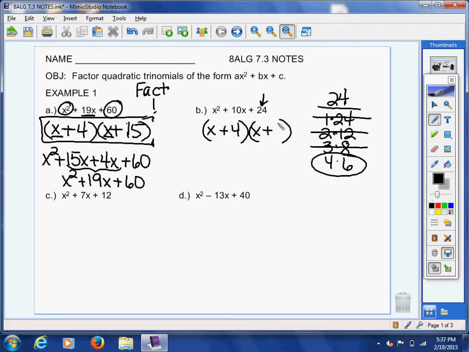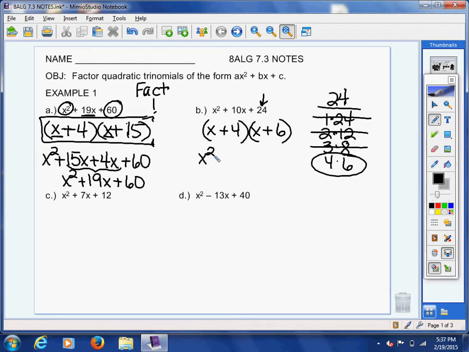And those are the two numbers. Either order, you could put the 6 first and then the 4, or the 4 first and then the 6. It doesn't matter what order the numbers go in. But those are your two binomials there. And if you want to be absolutely certain that this is the right answer, check it by foiling it out.